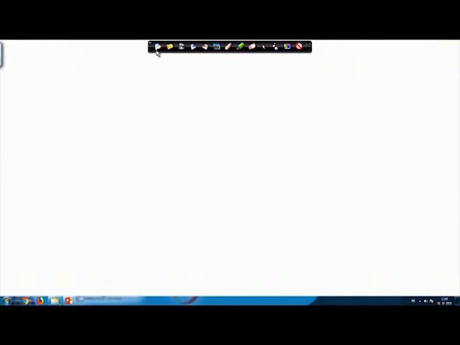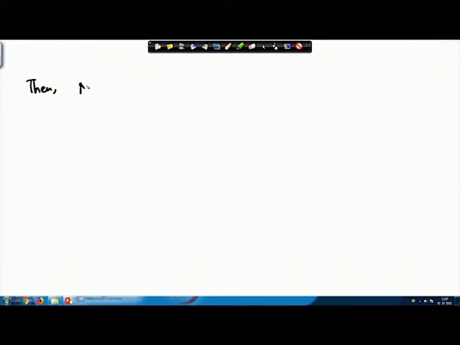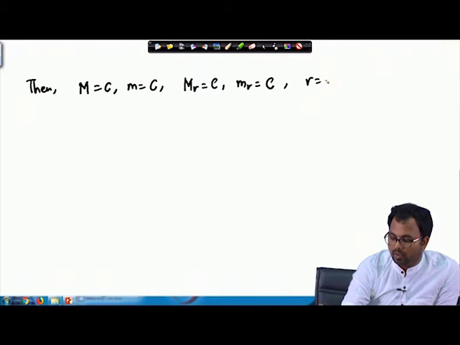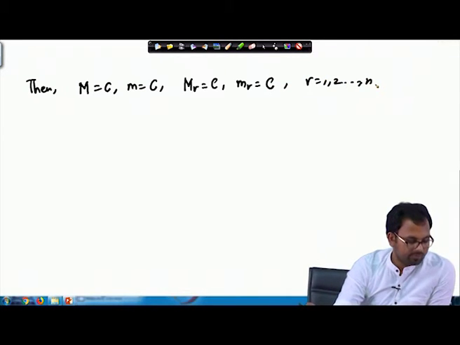So, since f is a constant function, its upper bound and the lower bound would always be same. Not only that, it will be same on those sub intervals. Since f is a constant function, our capital M, the upper bound, is basically the constant c. Our lower bound on the whole interval a b is again c. Our upper bound on each one of those sub intervals is c, and our lower bound on each one of those sub intervals is again c, where r is running from 1 to 3 up to n.